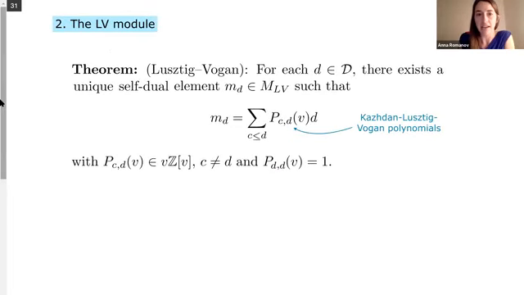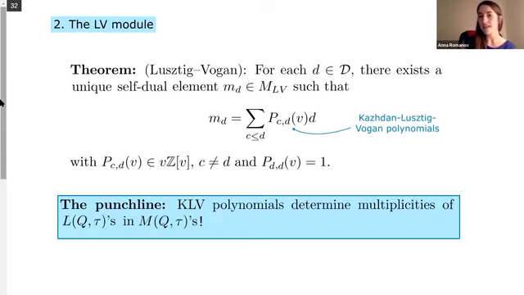And then with all this data, the big theorem of Lusztig and Vogan was that for every element in our parameterizing set, we can find some unique self-dual element in this module, so that the relationship between these two things is given by a collection of polynomials, which satisfy some properties, and these are the Kazhdan-Lusztig-Vogan polynomials. And then the punchline is that these polynomials exactly determine the multiplicities that we were asking about earlier.